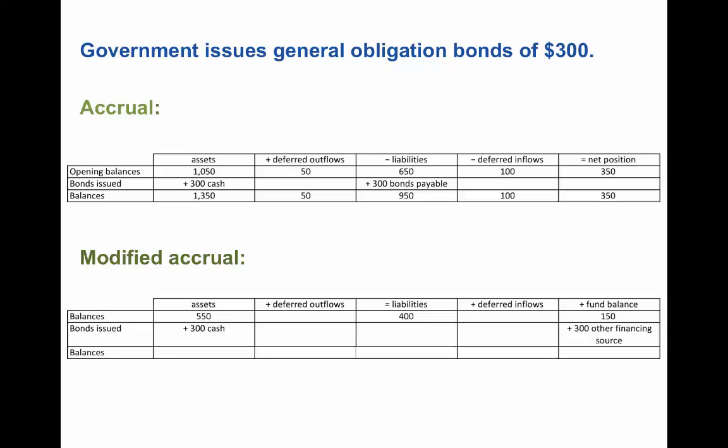There's no long-term liability reported here. So from a short-term perspective, the government is better off. It has $300 more in current financial resources. But you think about that in concert with the accrual basis information, which shows that in fact they still do have that $300 that they're going to have to repay over the long run.